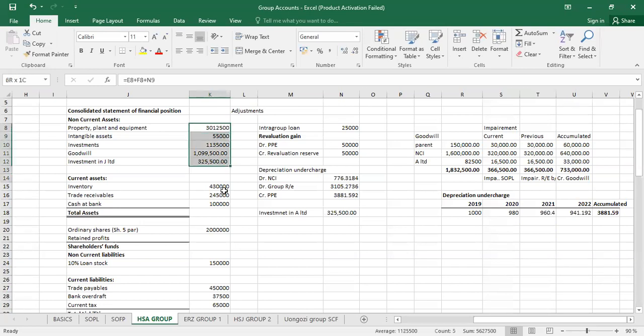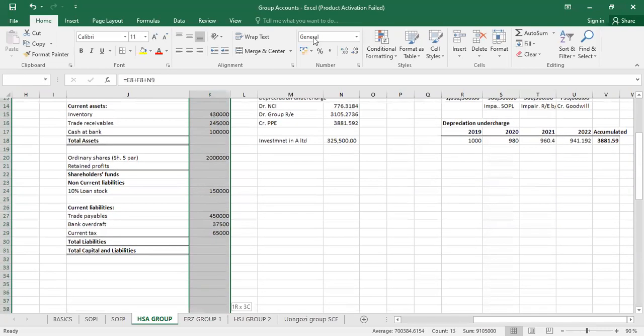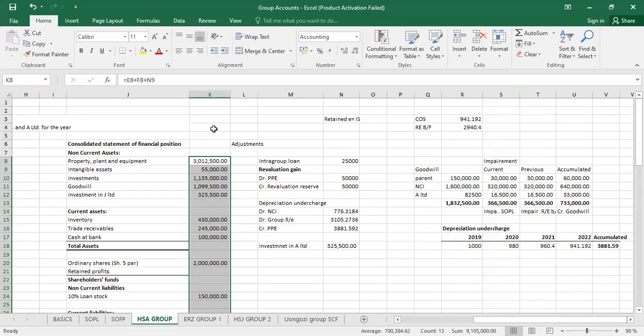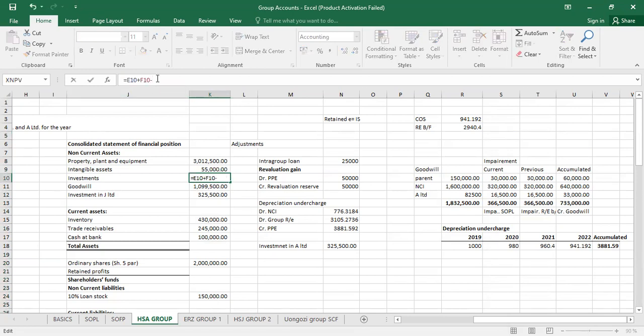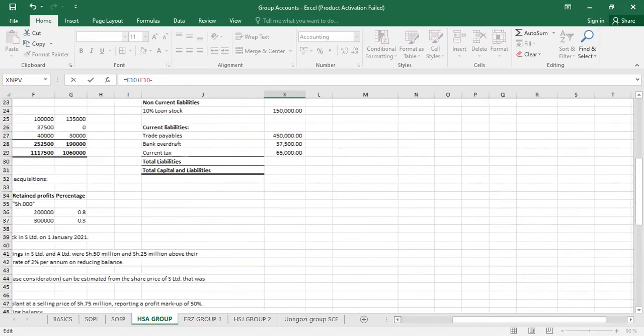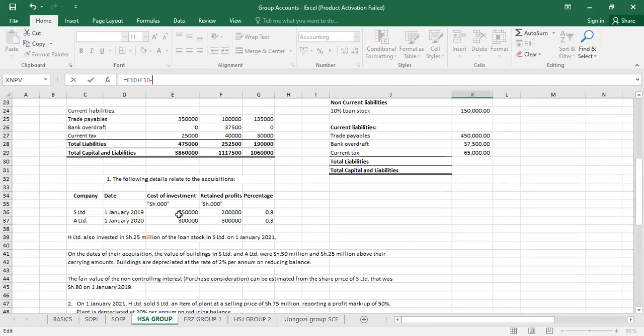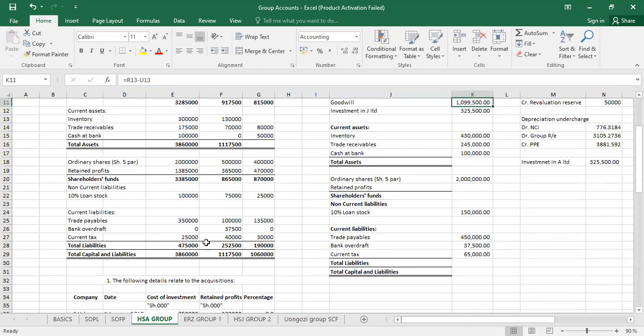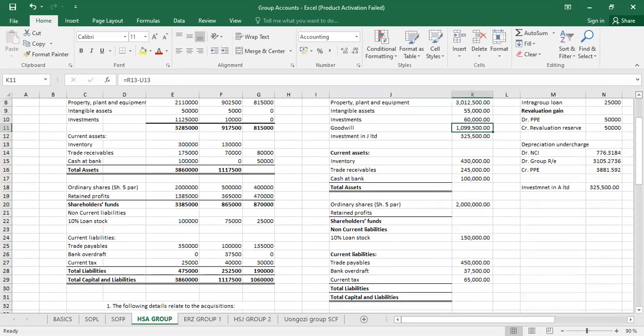I like when they have commas so that you can easily know the value, isn't it? So what we are missing is the investments here, isn't it? Because we are removing the other investments, we are removing these investments from the investment of the parent, isn't it? Minus also this one, then minus H Limited also invested 25 million in the loan stock of S, minus also 25,000, isn't it? Then you go back.